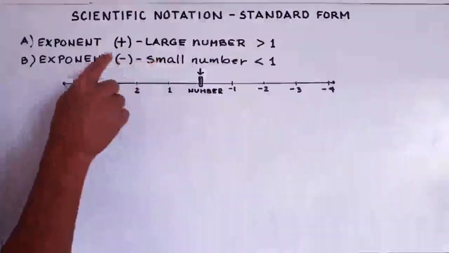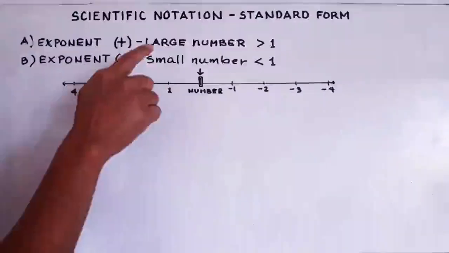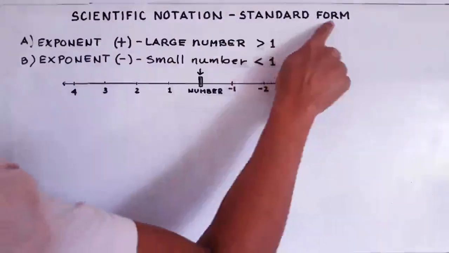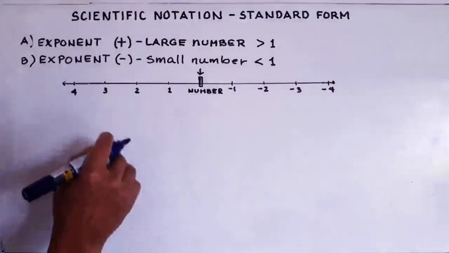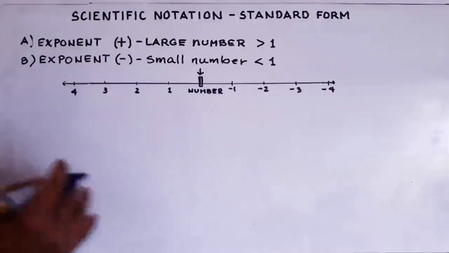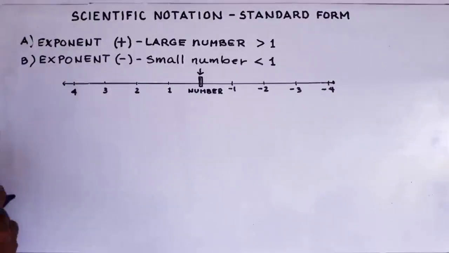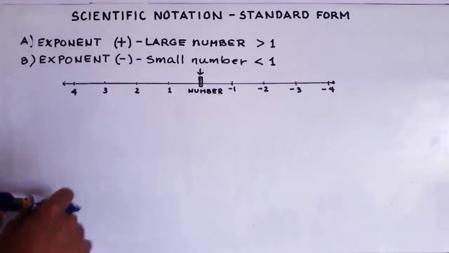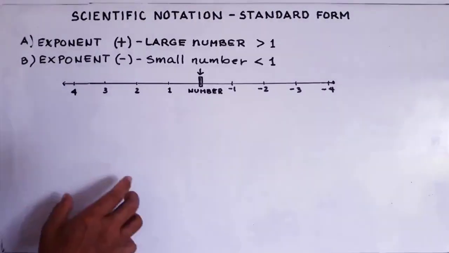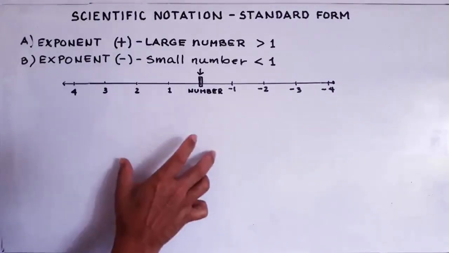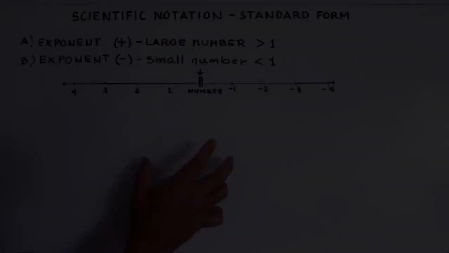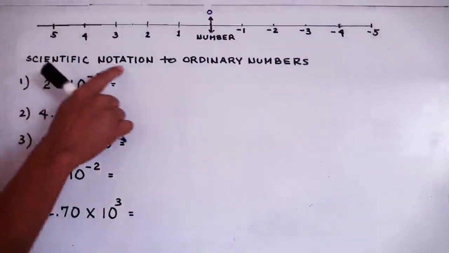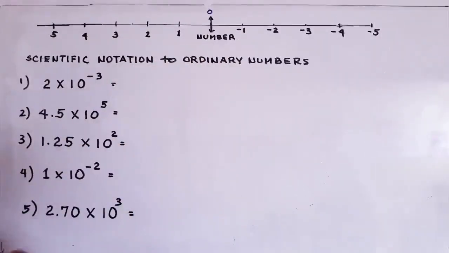Good morning, class. Today we are going to study exponential notation or scientific notation, and in the UK they call it standard form. Now, what is scientific notation or exponential notation? This is a convenient way of writing very large numbers or very small numbers. Okay, let's now have converting scientific notation to ordinary numbers.